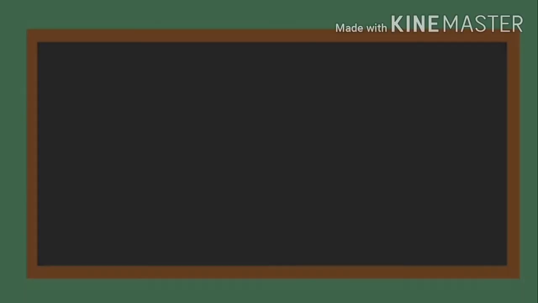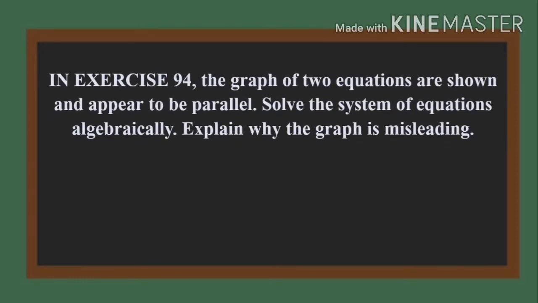Let's answer the next number, which is number 94. In exercise 94, the graphs of two equations are shown and appear to be parallel. Solve the system of equations algebraically. Then explain why the graph is misleading.